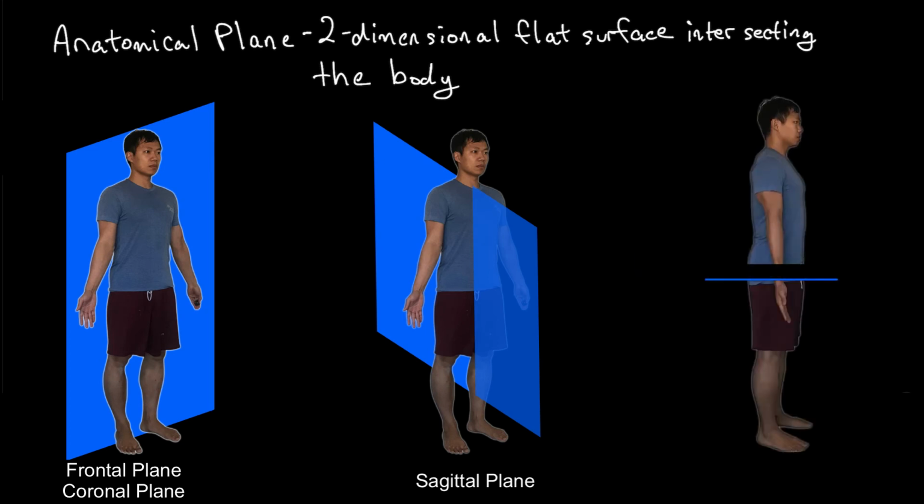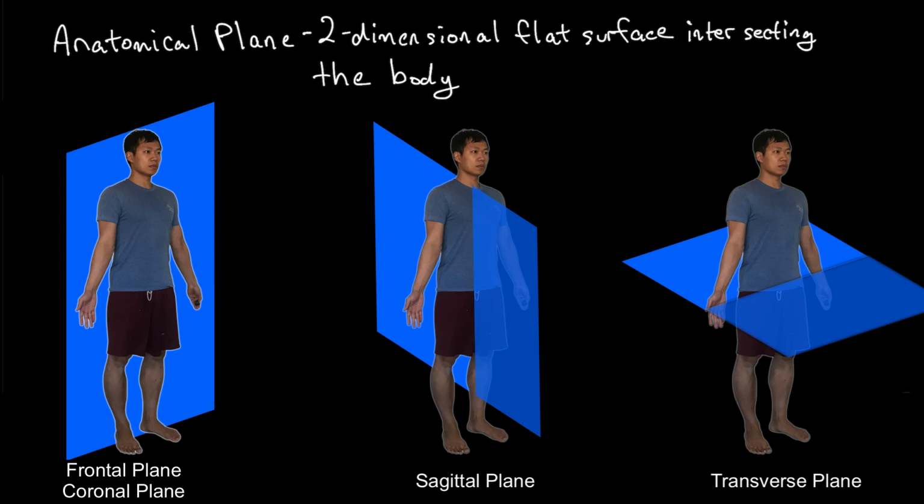Now, if I do it this way, then this is called the transverse plane, and this splits up my body into a top half and a bottom half. I don't really have any easy tips for this specific one, but if you remember the other two, then this is the last one that you have to remember.